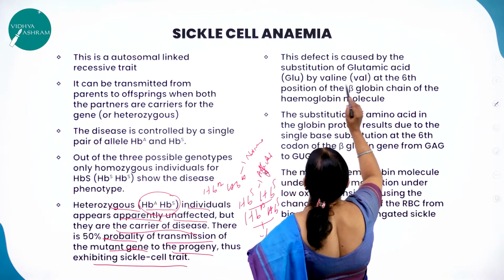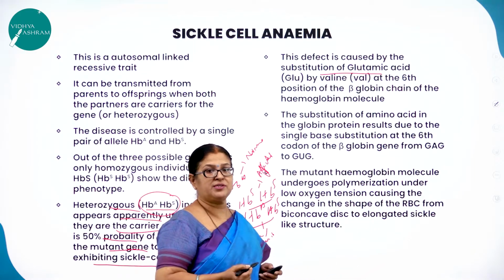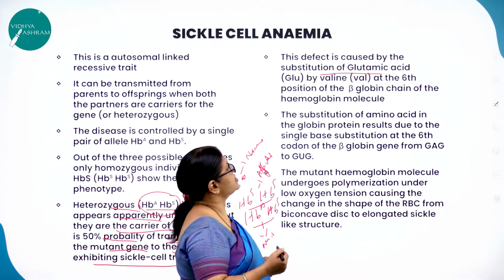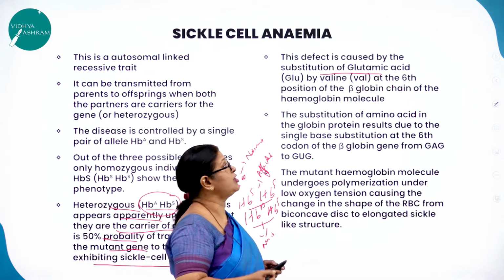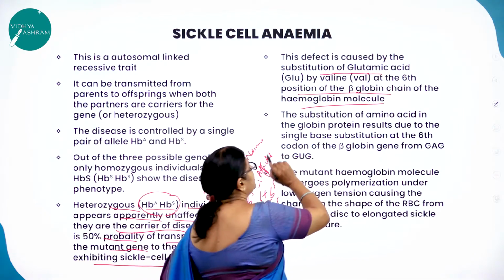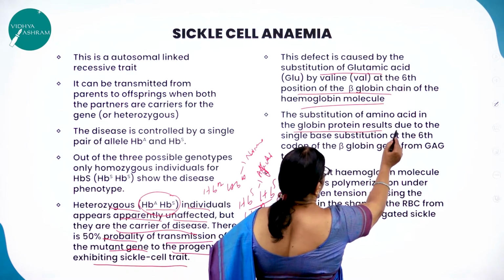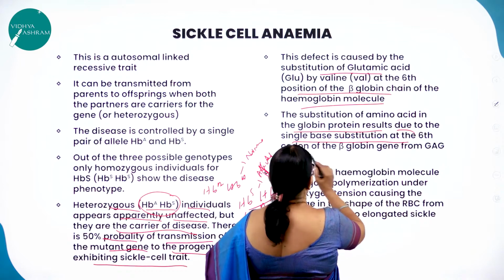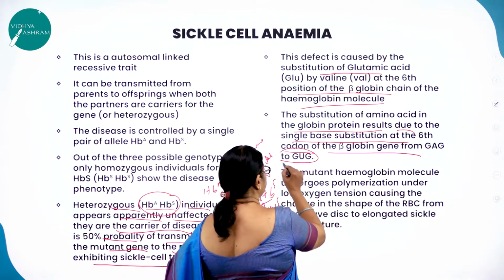This defect is caused by substitution of what? Just now I told you all. Substitution of an amino acid: valine is replacing what? Glutamic acid, at the 6th position of the beta globin chain of the hemoglobin molecule. The substitution of the amino acid in the globin protein results from a single base substitution at the 6th codon of the beta globin gene from GAG to GUG.